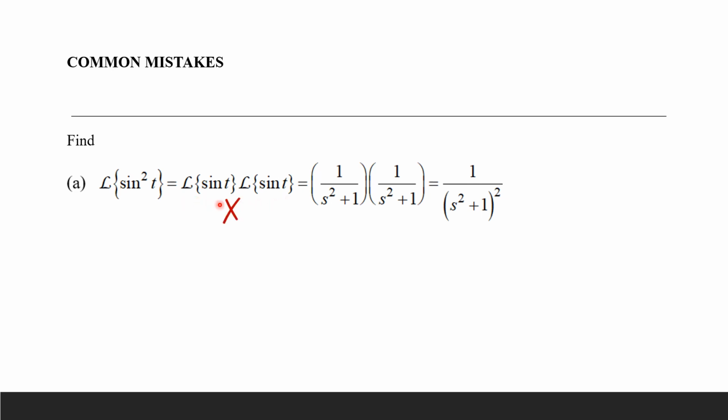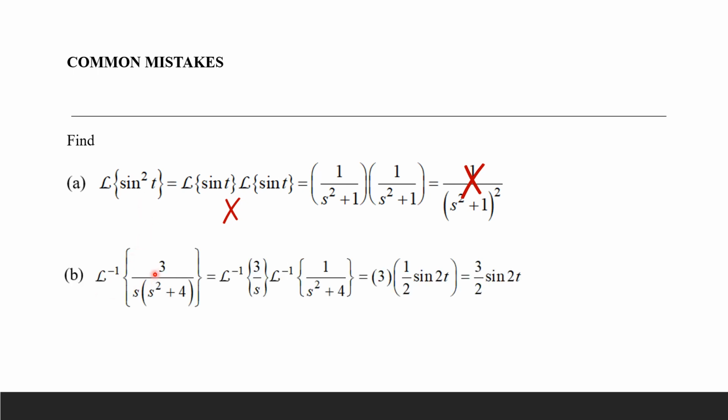This answer is incorrect. Okay, why is it incorrect? Because there is no theorem that says the Laplace transform of a product of two functions is equal to the Laplace transform of the first function multiplied by the Laplace transform of the second function. Okay, so this work is incorrect. So how do we solve the Laplace transform of sine squared t? I've already shown you the solution for this kind of problem in section 6.1. To solve this problem, we have to find the trigonometric identity that relates to the function sine squared t. Okay, after we have found the trigonometric identity, then we continue to find the Laplace transform of the given function.